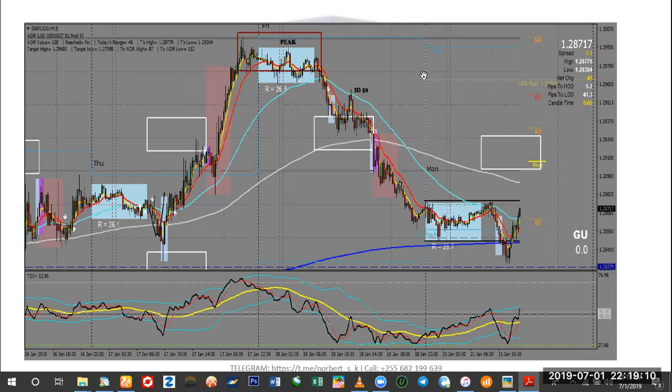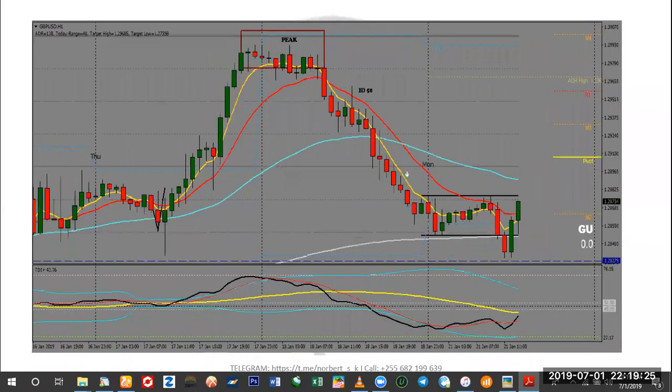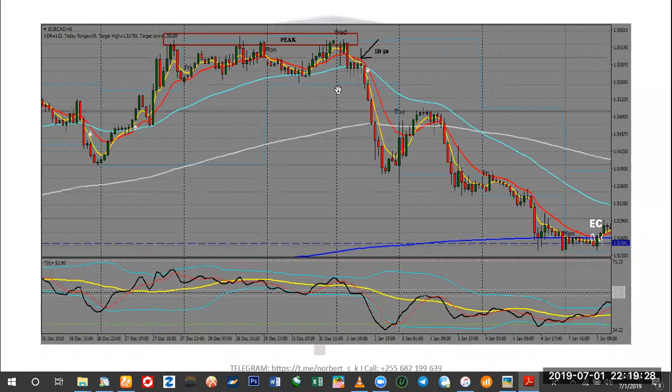So ID50 is solid gold if there is a 50 MA near the 13 MA. And the pullback usually pins both EMAs. On the hour one time frame, suppose price moved around this area and it came back here, and you find the 13 and the 50 are here, and it's pinned both the 13 and 50. That's a solid gold ID50.